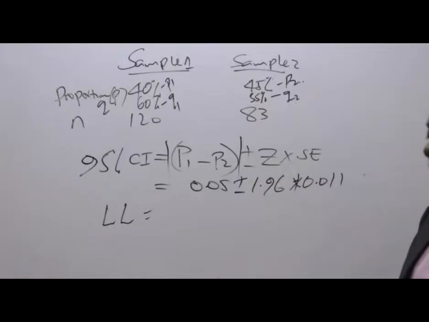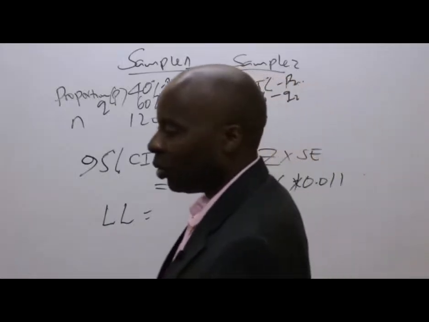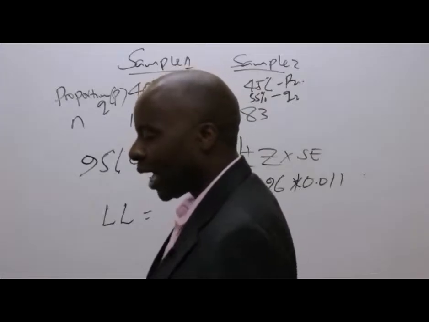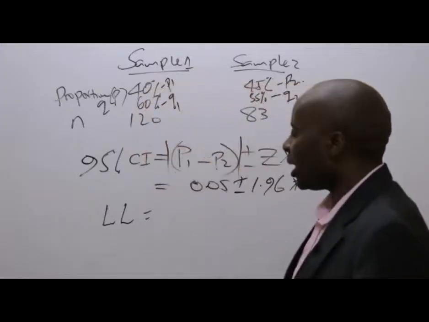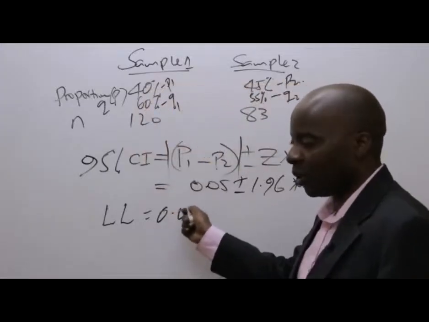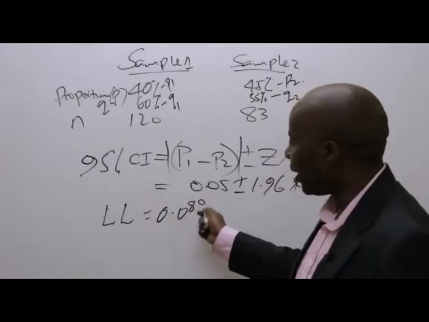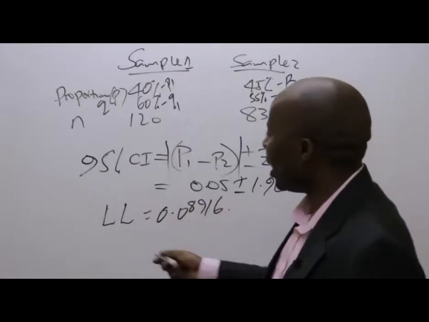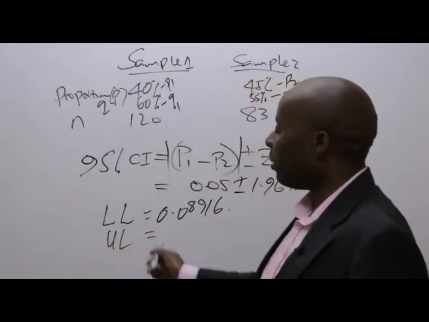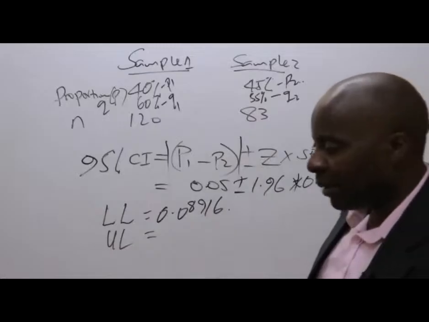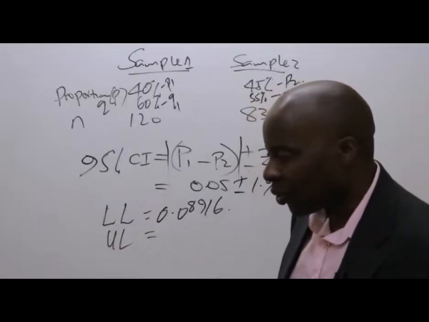So the lower limit, ladies and gentlemen, at the end of the day will give us what figure for the lower limit? I'm given a lower limit of 0.0816. How about the upper limit? The upper limit I'm being given is 0.199.